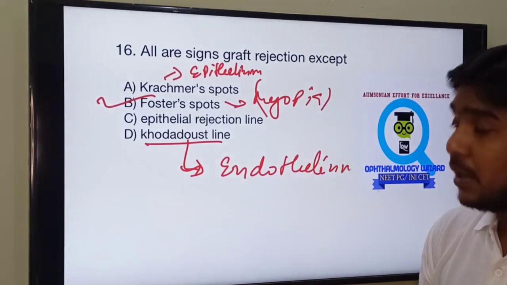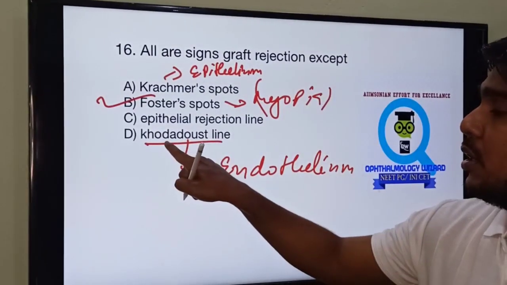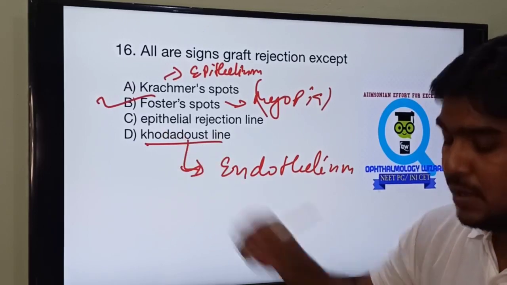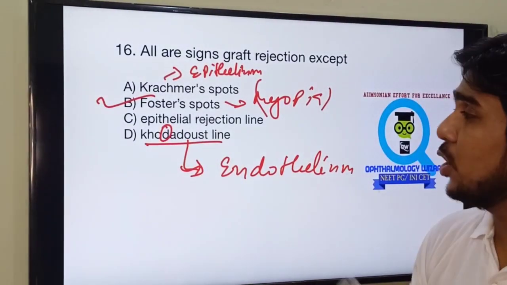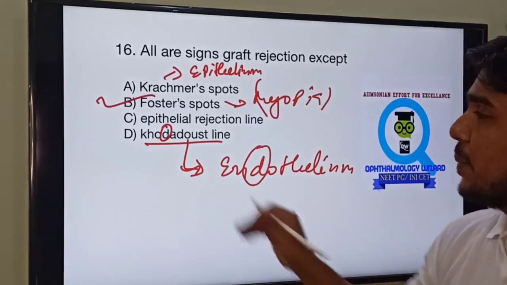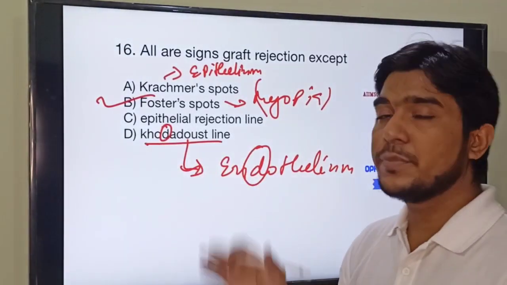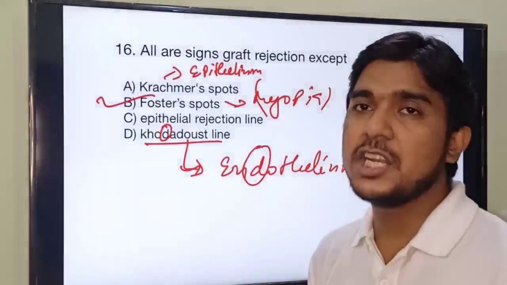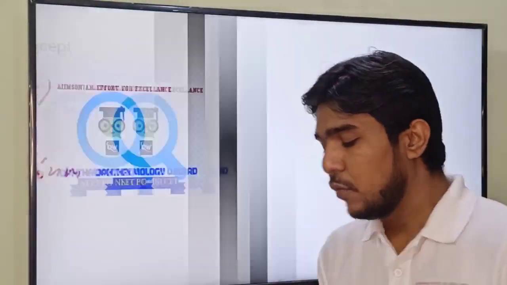Now how will you remember this? D for Khodadoust, there is a D in Khodadoust, and there is a D in endothelium. So remember Khodadoust line in the endothelium. This has been asked multiple times in previous NEET PG exams, so remember, it is important for you guys.